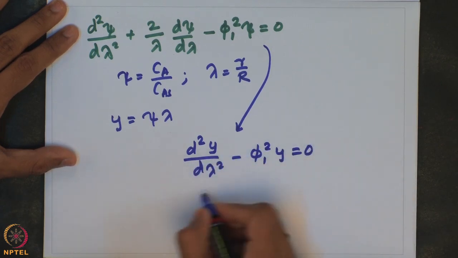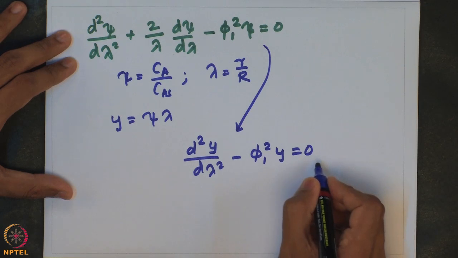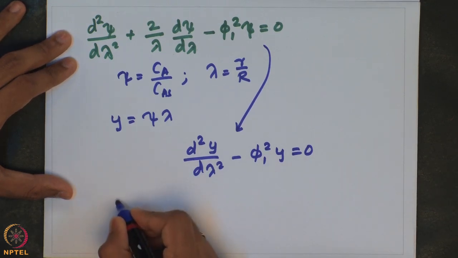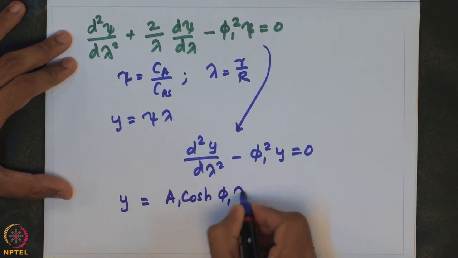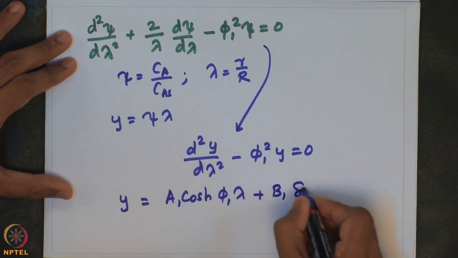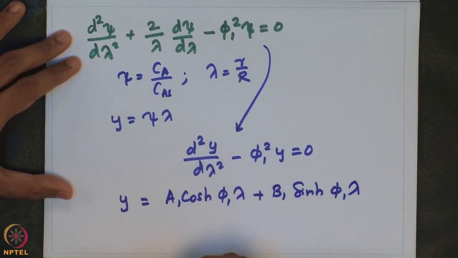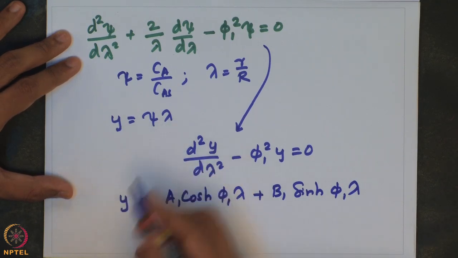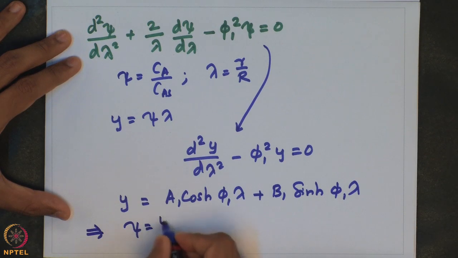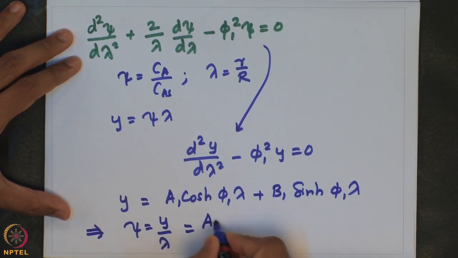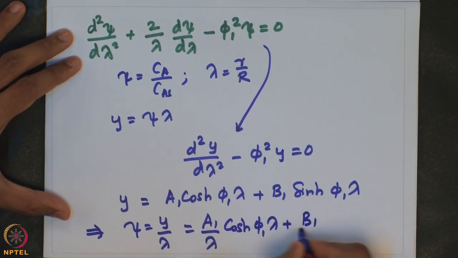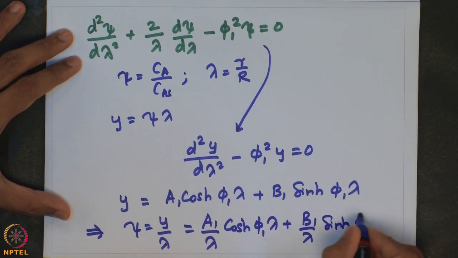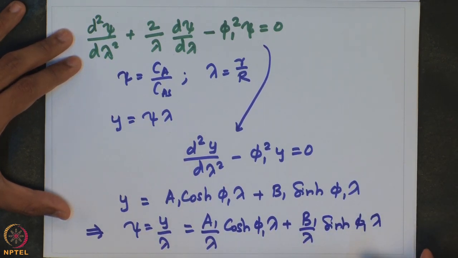Now, what is the solution of this equation? It is a very simple 2-point boundary value problem, and so the general solution of this equation is y equal to a1 cos hyperbolic phi 1 lambda plus b1 sin hyperbolic phi 1 lambda. Because we know that y equal to psi times lambda, we can now find that psi is equal to y by lambda, which is essentially a1 by lambda cos hyperbolic phi 1 lambda plus b1 by lambda into sin hyperbolic phi 1 lambda.